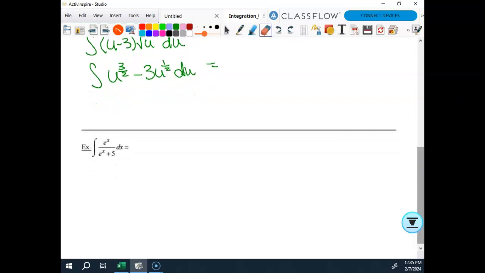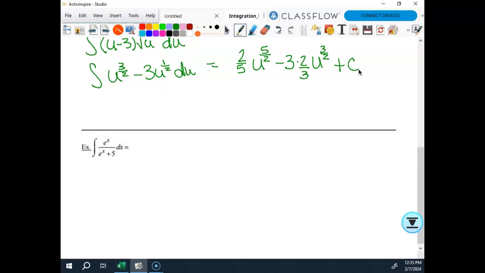All right, so let's talk about the process. It's the reverse of the power rule for derivatives, right? So that means instead of subtracting 1 from the exponent, I add 1. 3 halves plus 1 is 5 halves. Then you have to divide by the new exponent, which is the same as multiplying by 2/5. Then I have minus 3 times, when I add 1 to the 1/2, that gives me 3 halves, so that's u to the 3 halves power, and then I multiply by the reciprocal, and then I have a plus c. Everybody okay with that now?